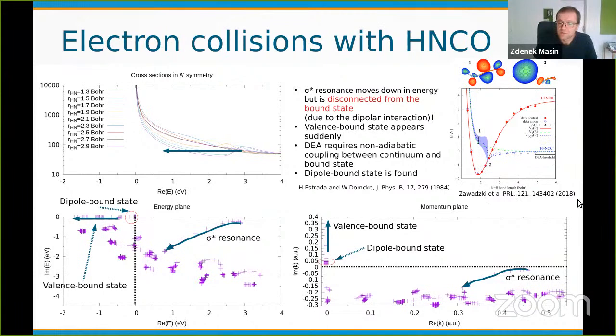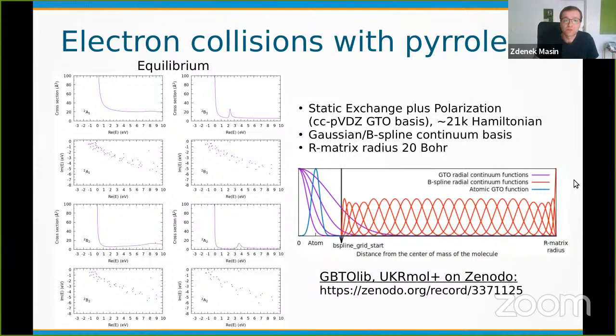So you see the potential curve of the neutral, and here is the resonance, which goes down in energy, but becomes wide as it appears close to the threshold. And then there is the bound state here. So finally, let's have a look at the electron collisions with pyrrole. Pyrrole has a C2V symmetry.